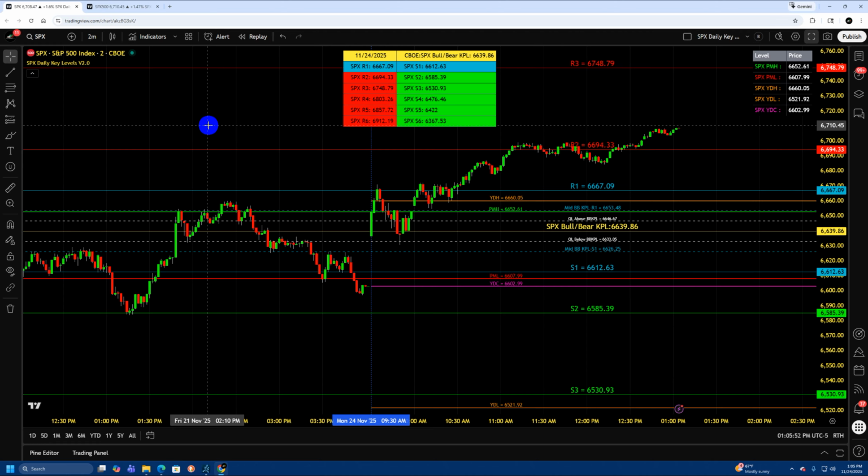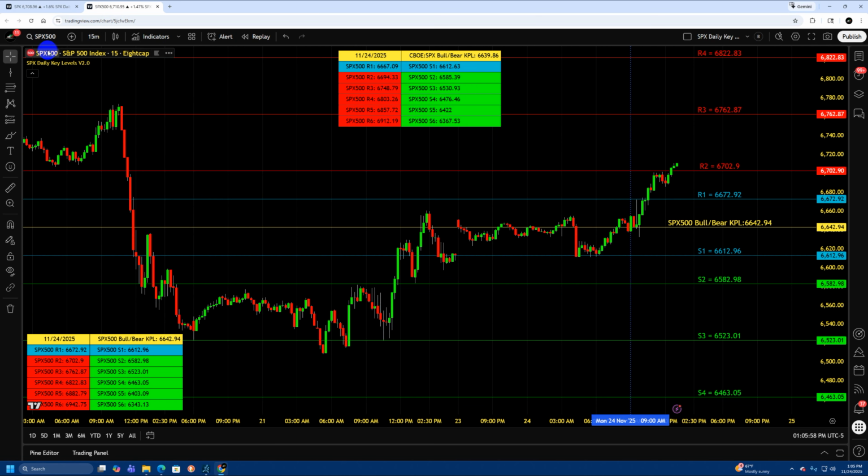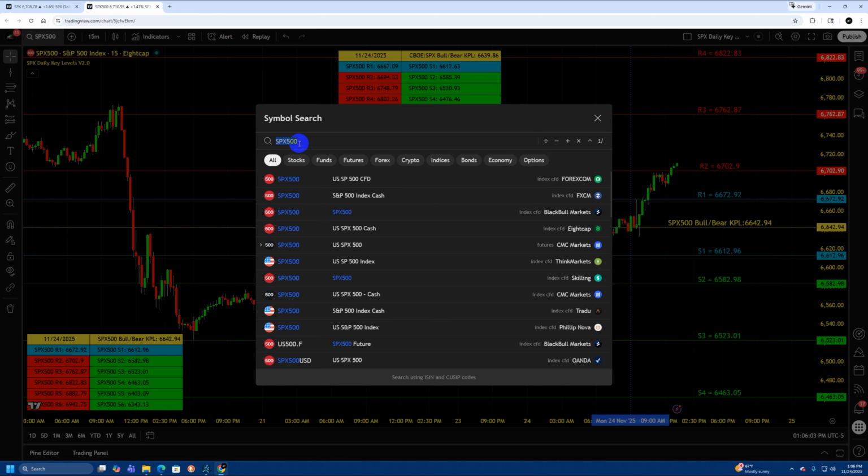The indicator also works on a second symbol, which is the SPX 500 on the OANDA exchange. That is this symbol here. So in TradingView, you would go under symbol search, you would type in SPX 500, and you would look for the SPX 500 symbol under the OANDA exchange. This is what's known as an index CFD. It is a Forex CFD.